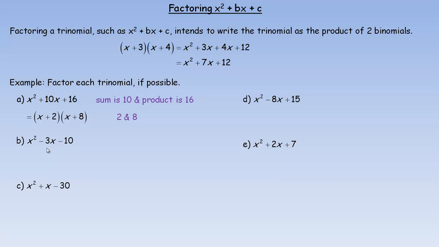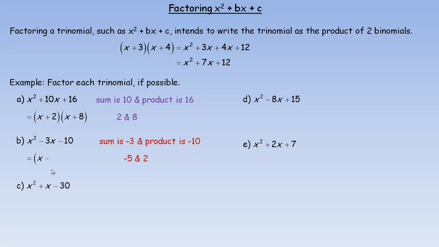For b, in the second one, x squared minus 3x minus 10, the sum would be negative 3 and the product would be negative 10. So the two numbers we're looking for add to negative 3 and they multiply to negative 10. And so those numbers would be negative 5 and 2. Negative 5 and 2 add to negative 3 and they multiply to negative 10.